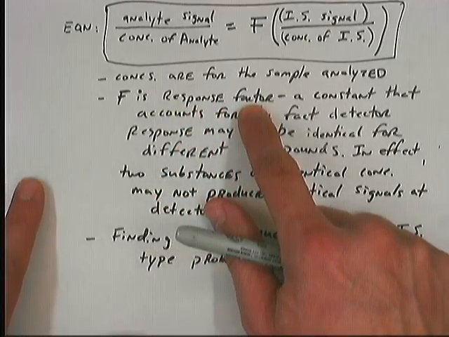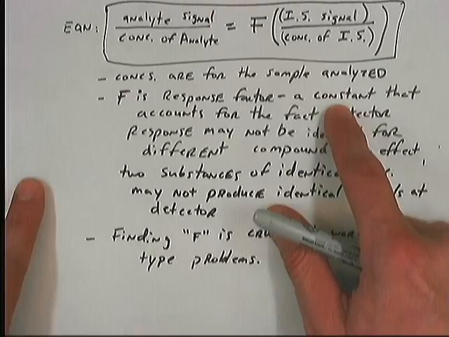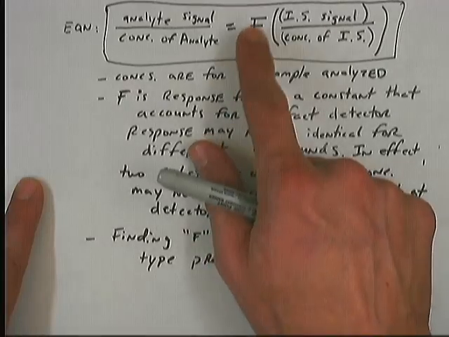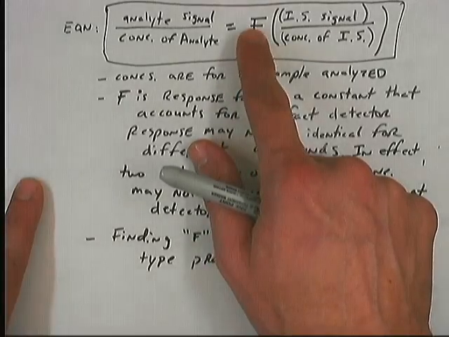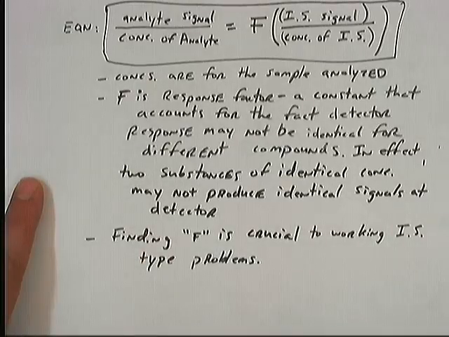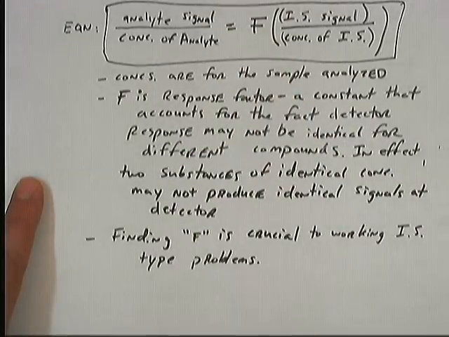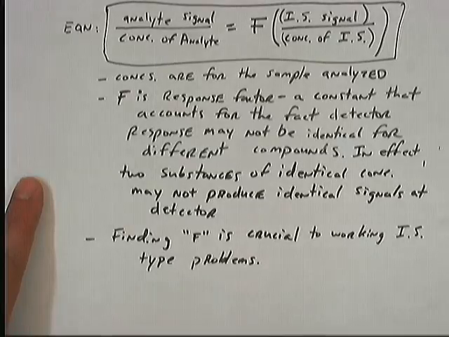It's kind of like a fudge factor or a constant that accounts for the fact that the method that we're using, or the detector that we're using, does not likely respond equally to the analyte and the internal standard. There might be a difference in sensitivity. So F accounts for that difference. Okay. Now, usually when we're going into a problem, we don't know what that response factor is. And one of our first goals is actually to try to solve for F, to figure out what that response factor is. Okay. If we're doing an analysis, we have to do that.